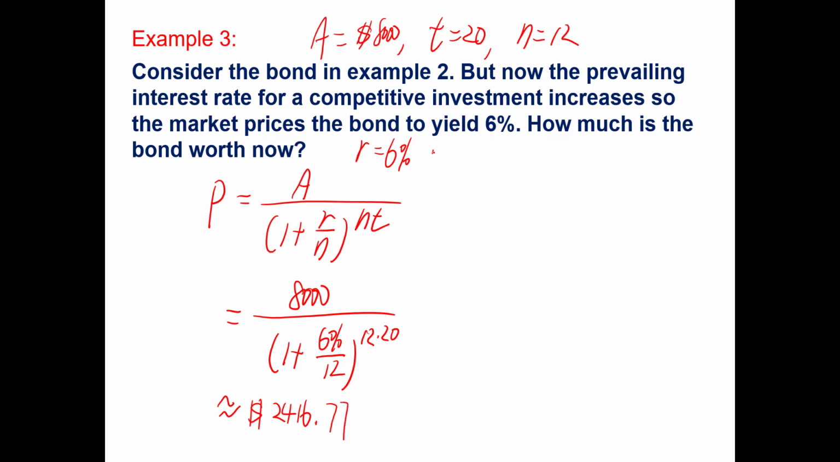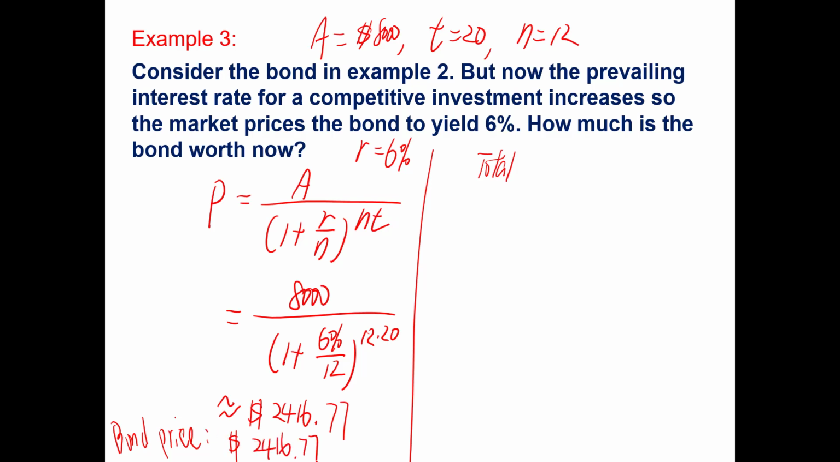And then one more time, total return on investment. So this is the bond price. Bond price only $2,416.77. And total return. So for the investor, they're getting 8,000 in 20 years, but they only paid $2,416.77. So now the total return will be 8,000 minus $2,416.77.